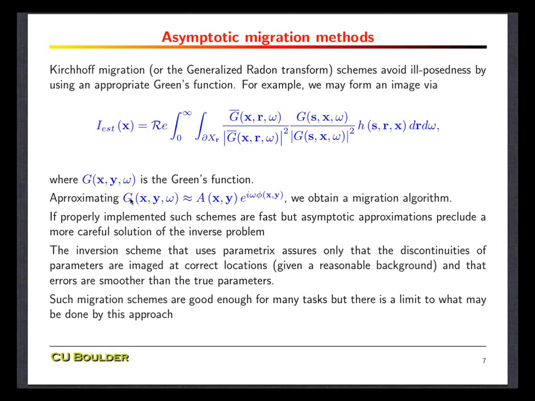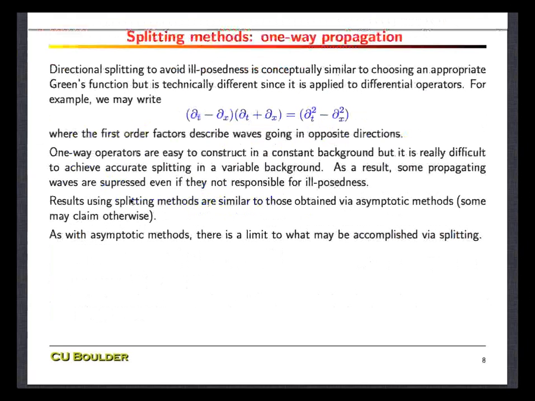Now, why does this solve the ill-posedness problem? Because we select a specific Green's function. This bar flips the phase, and that's what does it. You select the Green's function which propagates in a particular direction. So the problem of ill-posedness doesn't even show itself, although it's there, and it's resolved by simply selecting particular Green's functions.